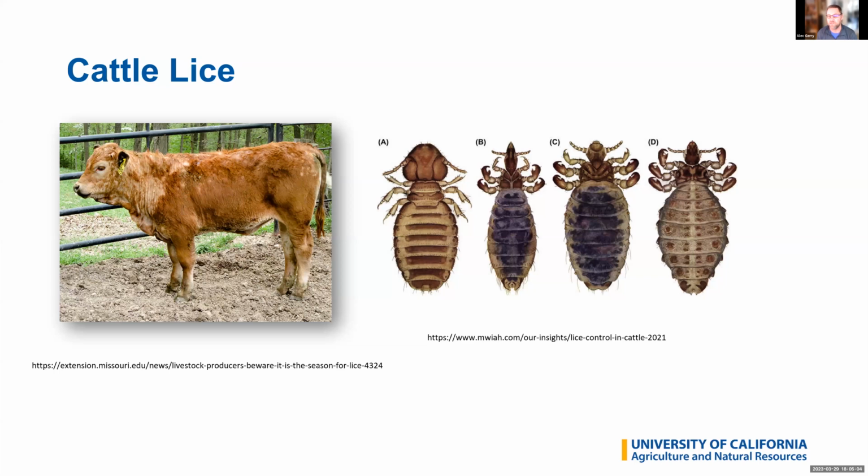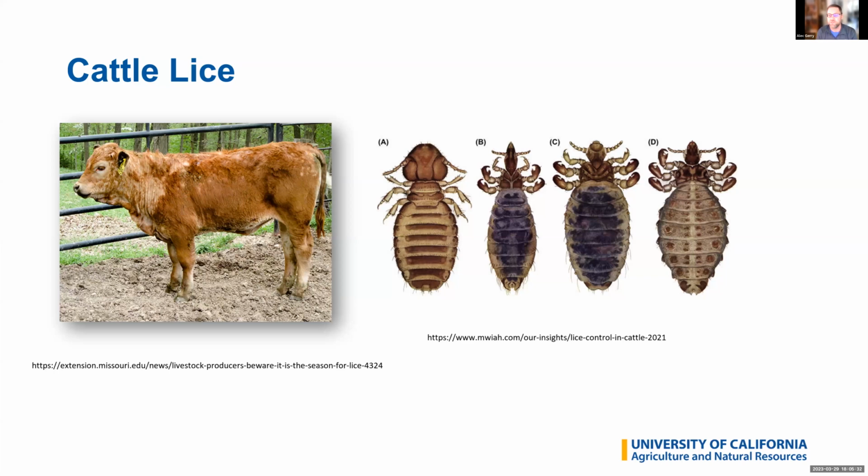The first are chewing lice, and the chewing lice are represented by louse A there. So that's Bovicola bovis, the cattle chewing louse. And you can see it has a real big, broad head. If you think about it, because it's chewing hair and skin, it needs really big, tough mandibles to be able to do that. So it has this big head to support that chewing action.